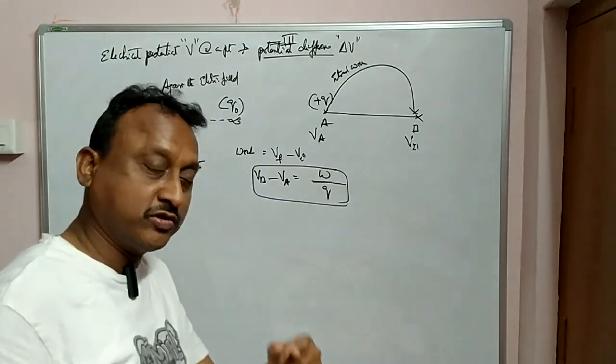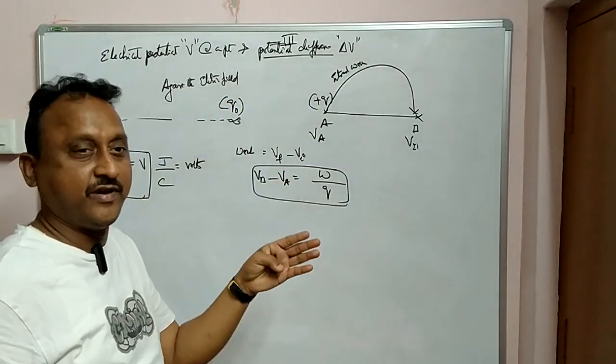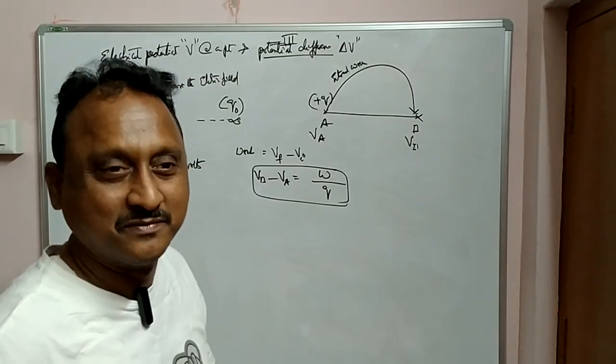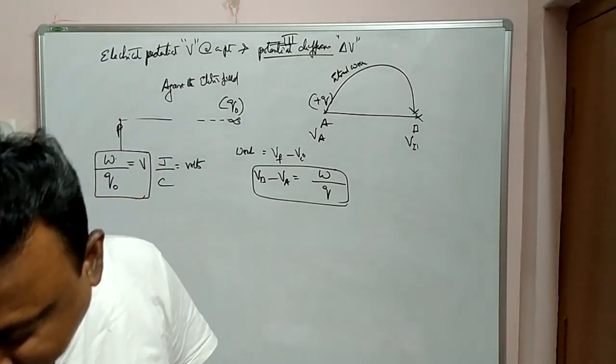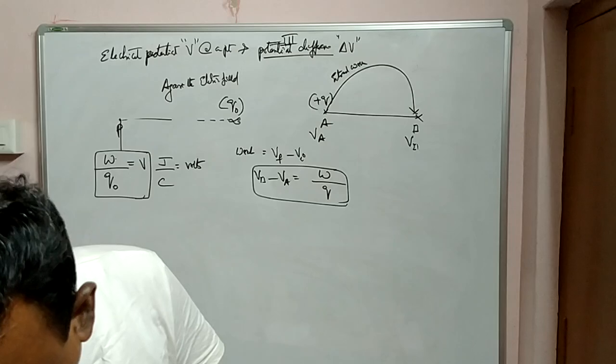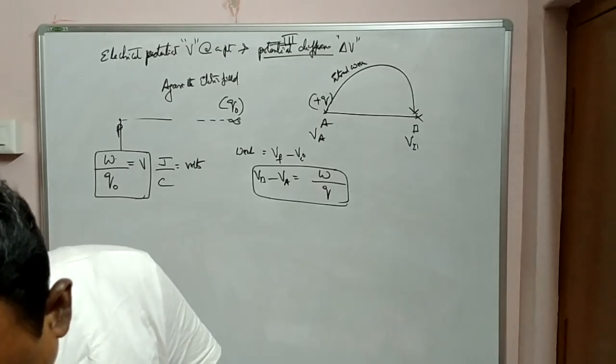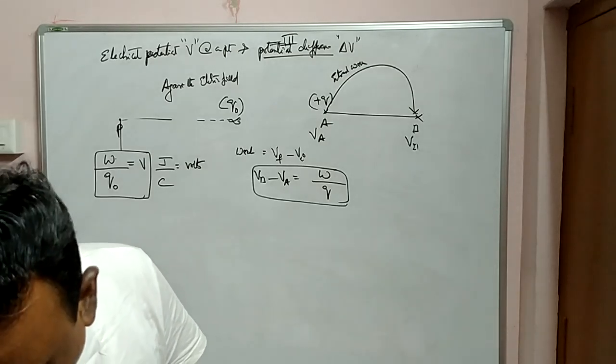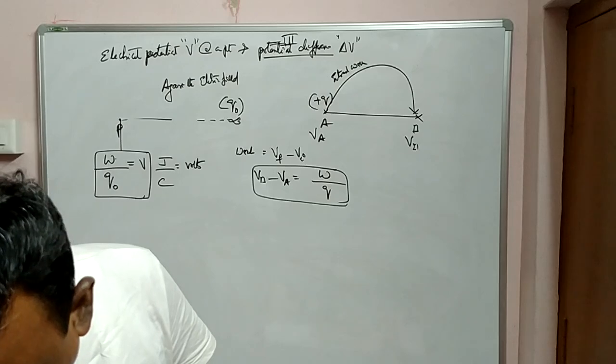And then remember one more point: along the direction of the field the value decreases. Okay, later on I'll tell you with some example. Along the direction of the force, the value gradually decreases. Later on I'll explain that value by doing a numerical also.